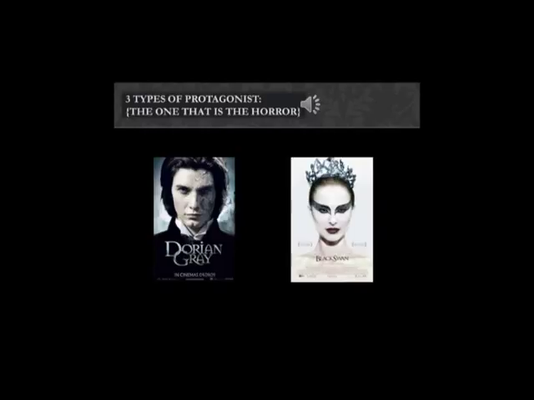This type of protagonist is often the worst because not only does it scare the audience, but it can leave them deeply disturbed as they see a character they would previously relate to become sick and twisted. For example, Dorian Gray. These types of characters don't rely on cheap scare tactics to make the audience jump, but play on deeper, more psychological fears.